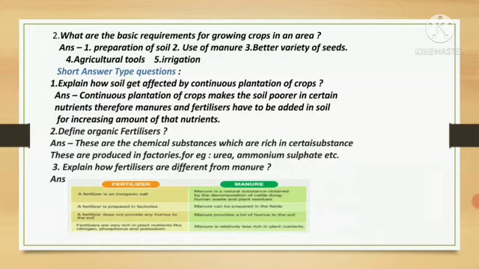Next question we have is, define chemical fertilizers. These are the chemical substances which are rich in certain nutrients. These are produced in factories, for example, urea, ammonium sulfate.